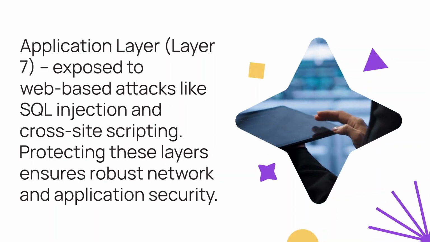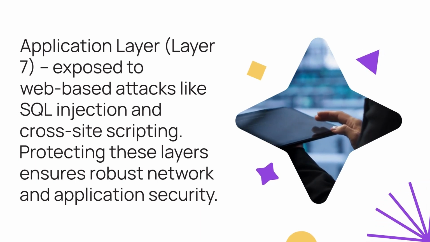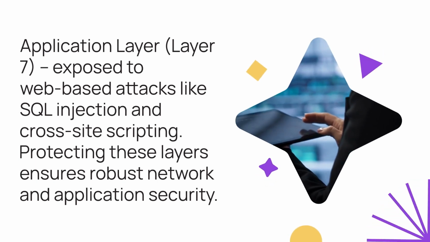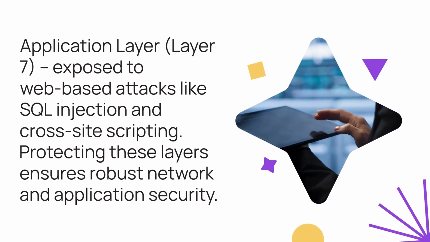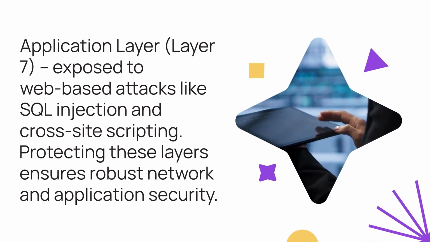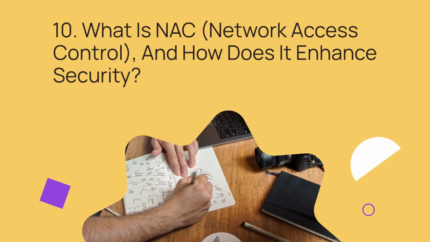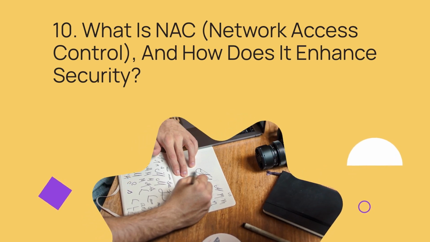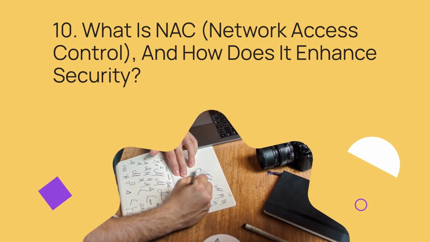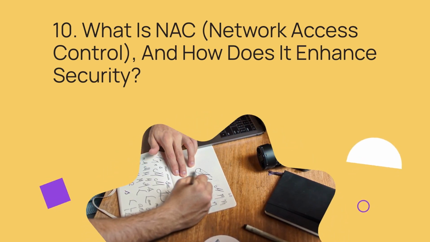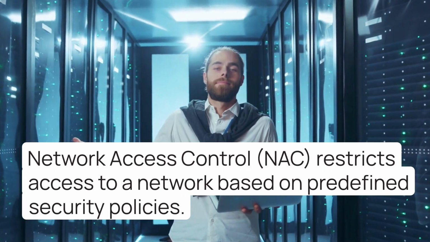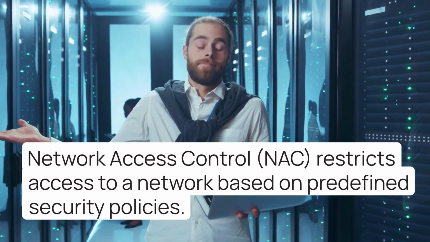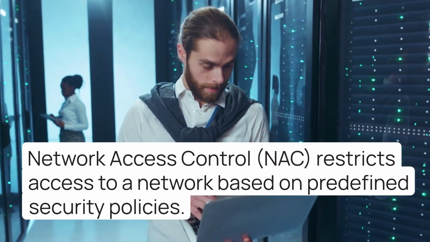Transport layer, layer 4, vulnerable to port scanning and session hijacking. Application layer, layer 7, exposed to web-based attacks like SQL injection and cross-site scripting. Protecting these layers ensures robust network and application security. 10. What is NAC, network access control, and how does it enhance security? Network access control, NAC, restricts access to a network based on predefined security policies.